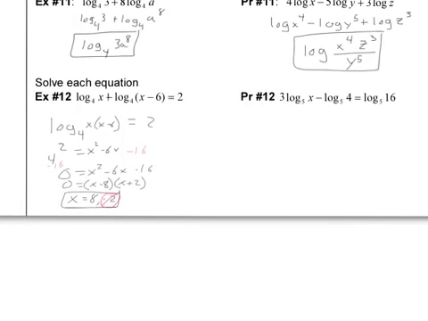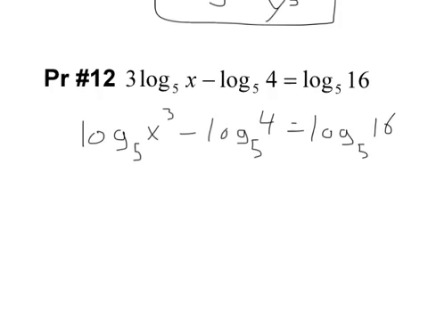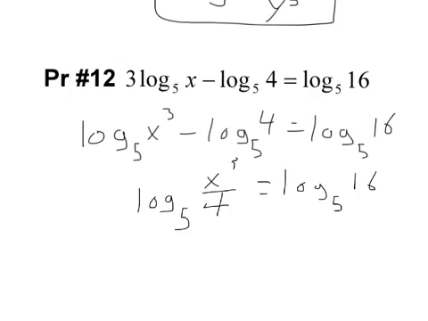So we're going to go ahead and try practice number 12. I'll put the answer up in just a second, so go ahead and pause the video. Okay, so I moved the exponent up here, and now I told you if we got a negative log, that means it goes on the bottom. So these are the same base, so we could do log base 5 of x cubed divided by 4 equals log base 5 of 16.